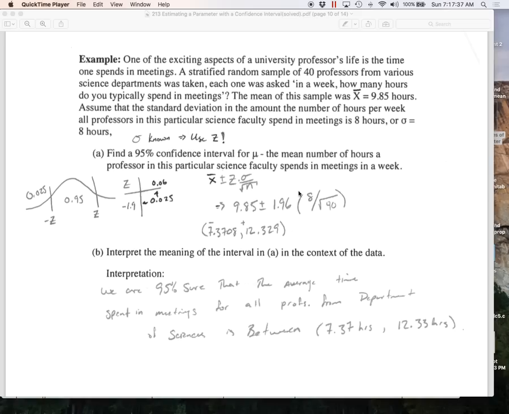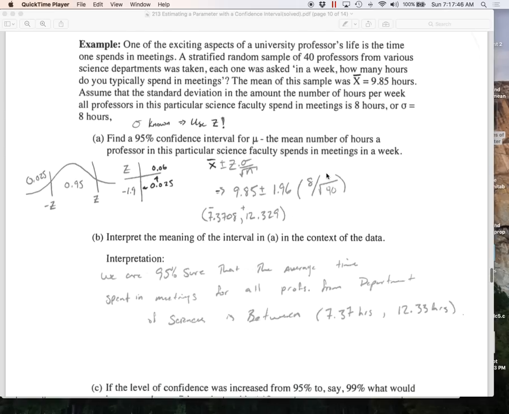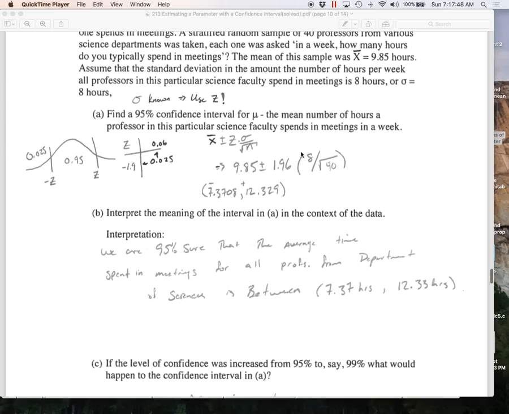We've got that. Plus or minus 1.96 times sigma, apparently we know it, is 8, divided by root 40, which is the sample size. Okay, so here this is the standard error, or the standard deviation of the sampling distribution, and it times the standardized jumps, the number of standardized jumps. This multiplied by this is called the margin of error. So we think that our best guess is 9.85 plus or minus some margin of error.